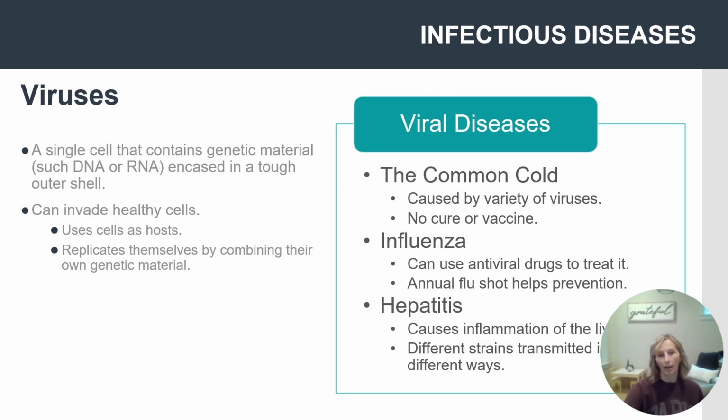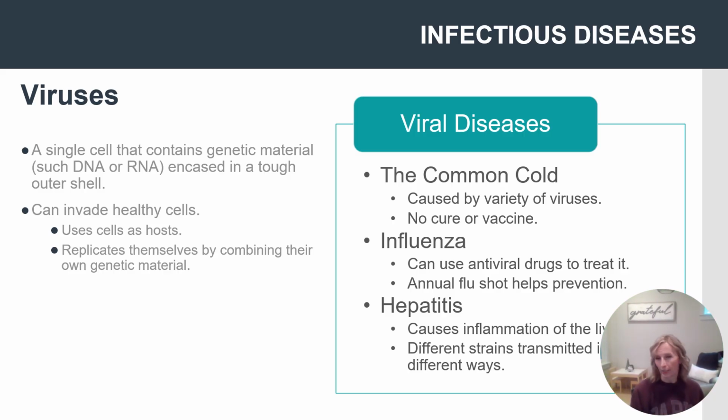So viruses are single cells that contain genetic material, such as DNA or RNA, and they are encased in a tough outer shell. They can invade a healthy cell. I think of HIV as an example. And basically, they replicate themselves by combining their own genetic material.